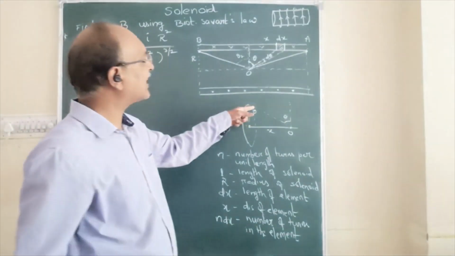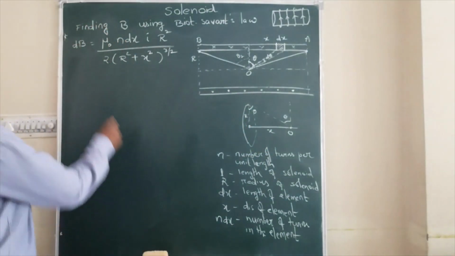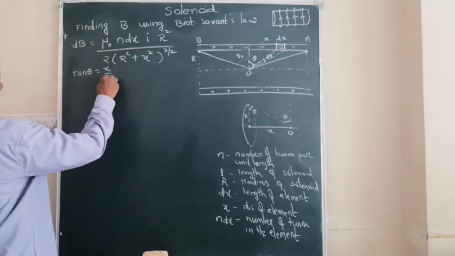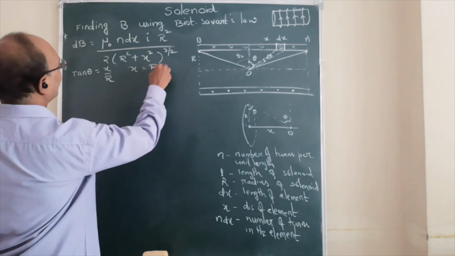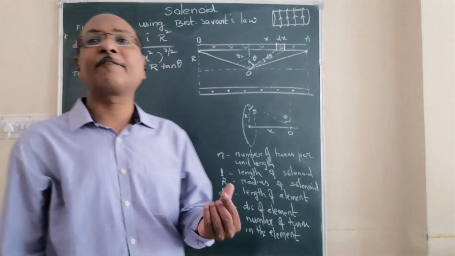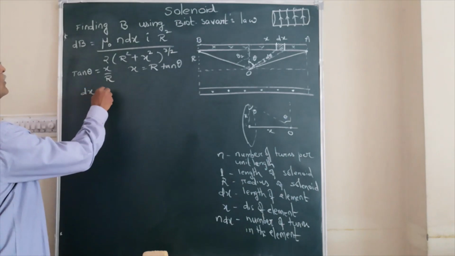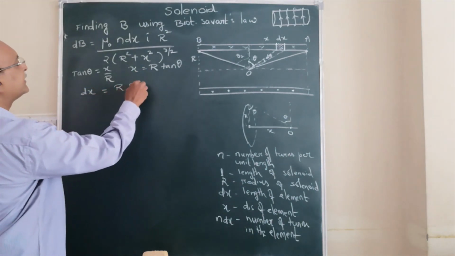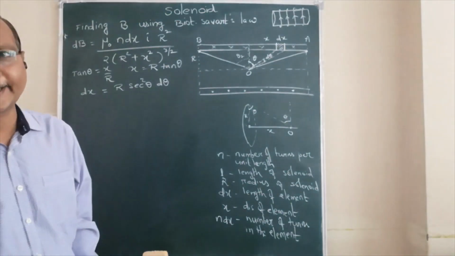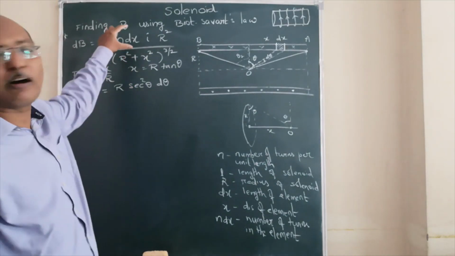This angle is theta, this angle is also theta. So tan theta is equal to x by r. So x is equal to r tan theta. Now if we differentiate this, dx is equal to r into secant square theta d theta. That is after differentiating. Now we substitute the values of x and dx in this form.